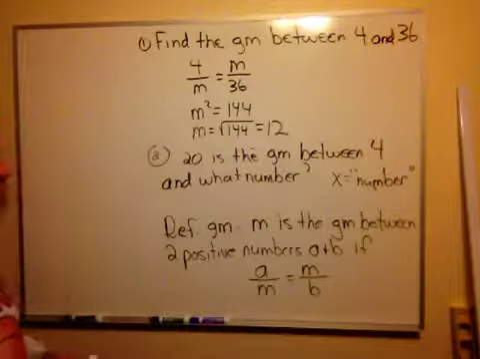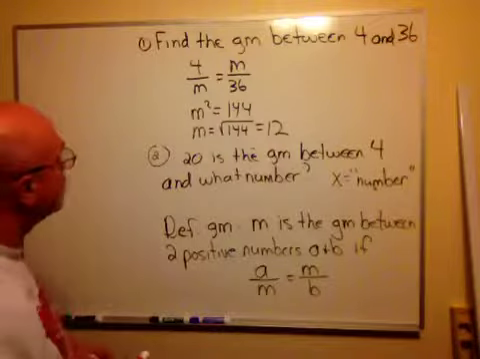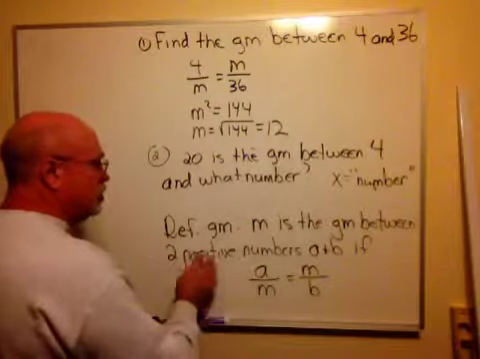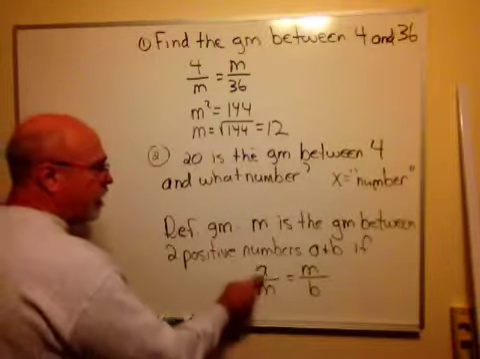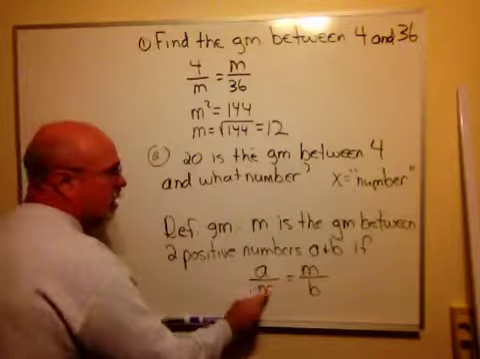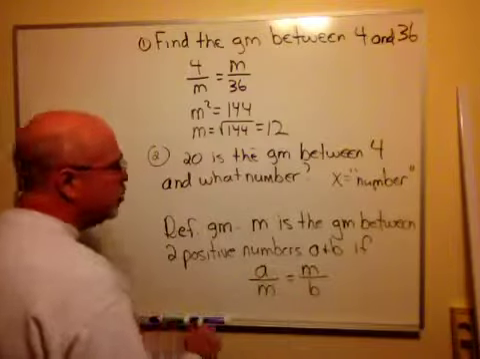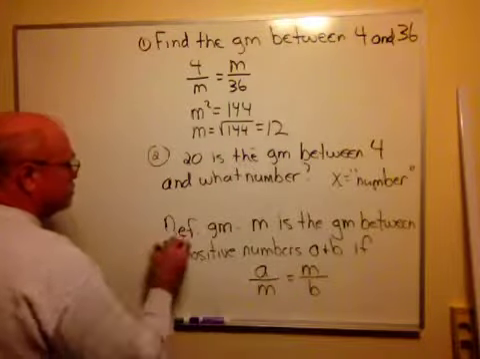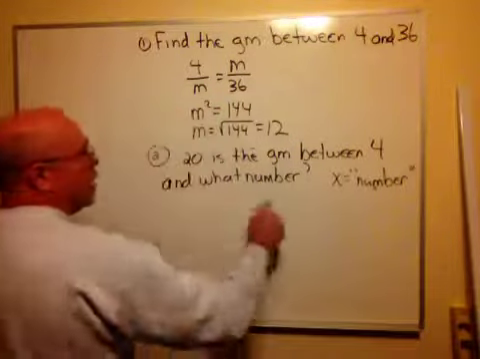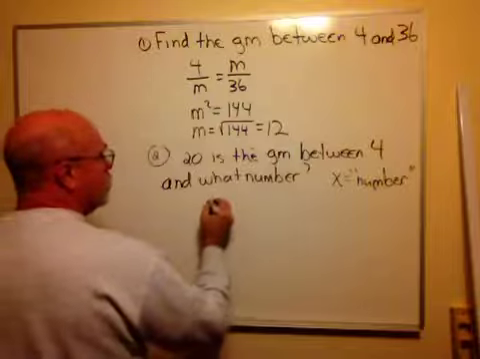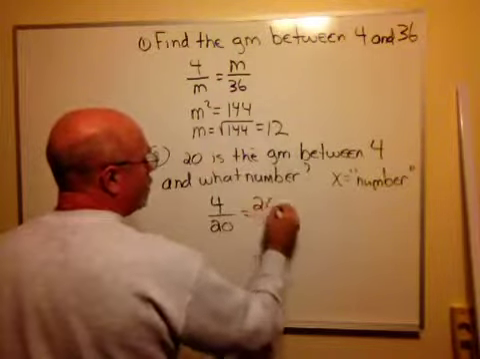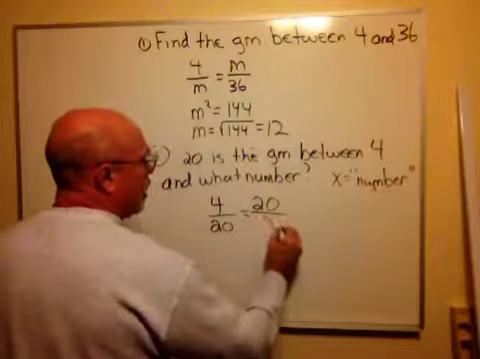And then we're going to use the definition of geometric mean again. The definition says M is the geometric mean between two positive numbers A and B if A over M equals M over B. This time the geometric mean is my 20, that's my M. So it's the one that's going to fill in these two spots. So we're going to have 4 over the geometric mean 20 is equal to 20 over the other number, x.